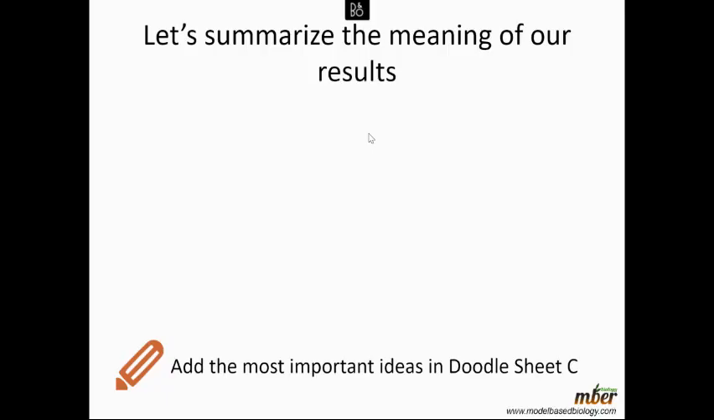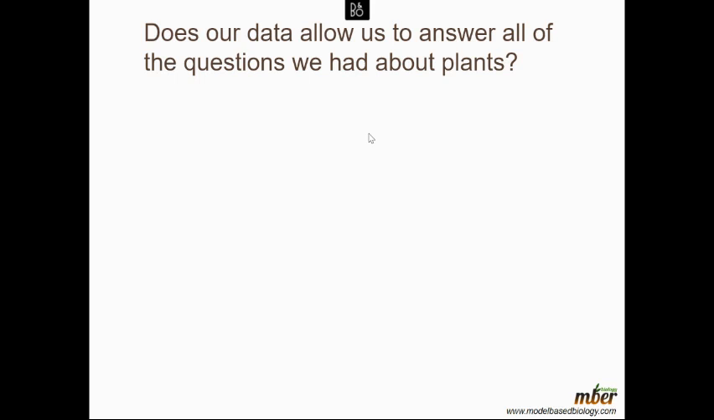So let's summarize the meaning of our results. Does our data allow us to answer all the questions that we had about plants? In our lab notebooks, we wrote down: how do plants use oxygen, why are plants green and other colors, and do they only give off carbon dioxide? So yes, we answered some of those questions already. We're going to write down in box C on page 79 some of our notes.